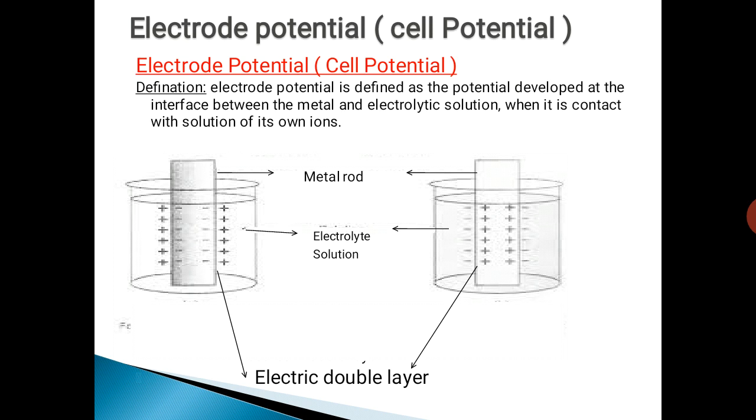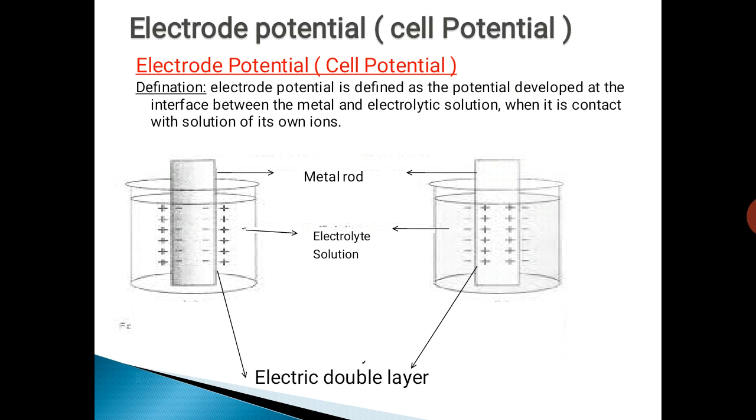Next topic students is electrode potential or cell potential. Definition: electrode potential is defined as the potential developed at the interface between the metal and electrolytic solution when it is in contact with a solution of its own ions. As you can see here, two beakers are there. Metal rods are kept inside the beakers, and inside the beakers there is electrolytic solution. Now let us imagine the metal and the electrolytic solution are of the same metal. As you have seen in the previous slide, there was a zinc rod dipped in zinc nitrate solution.